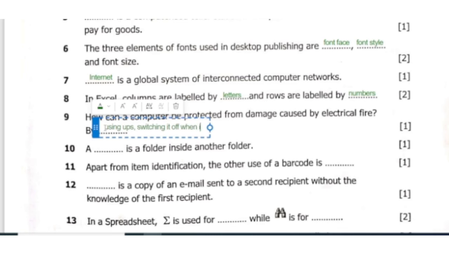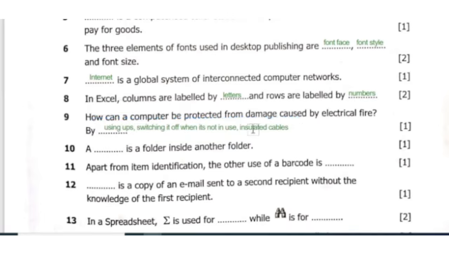Unless you're using the computer to download something and you leave it on, it's downloading or updating itself. That is indirectly being used, but if it's totally not being used, make sure you switch off the computer. And remember, they just want you to write one answer, so you can see the mark is 1. The other way to protect your computer is by using insulated cables. You use cables with insulators, and they help protect your computer.